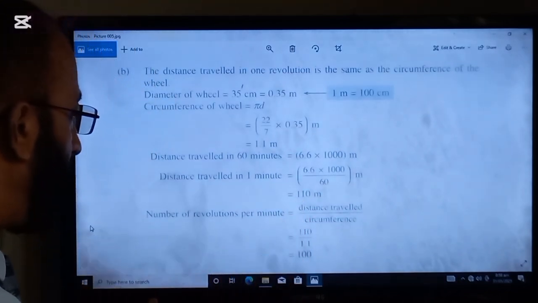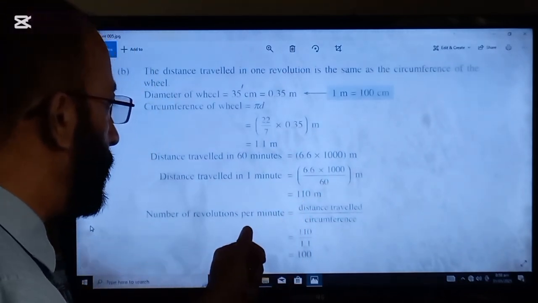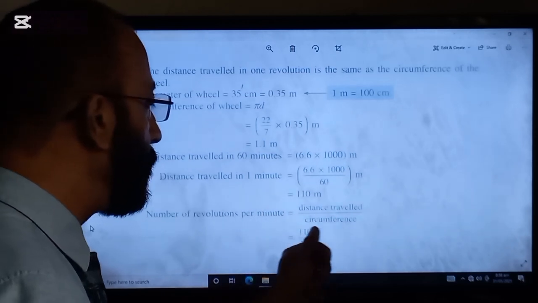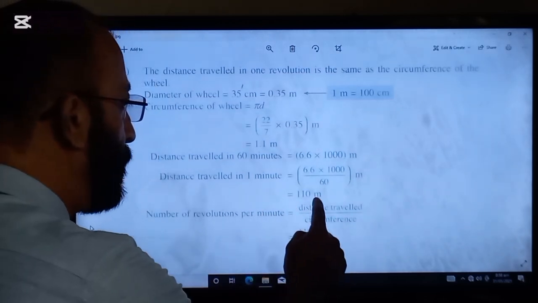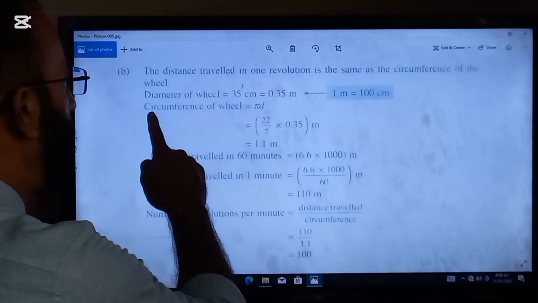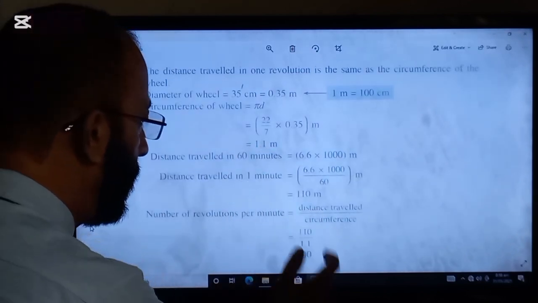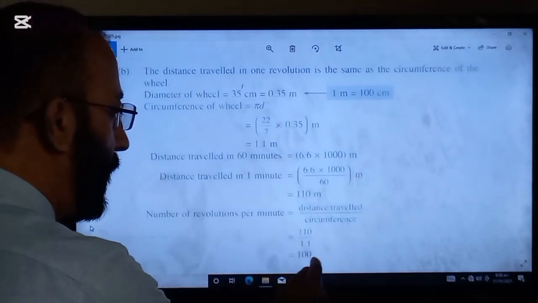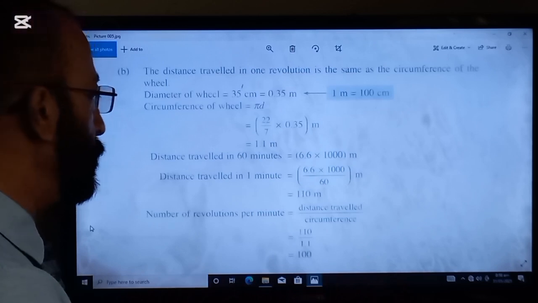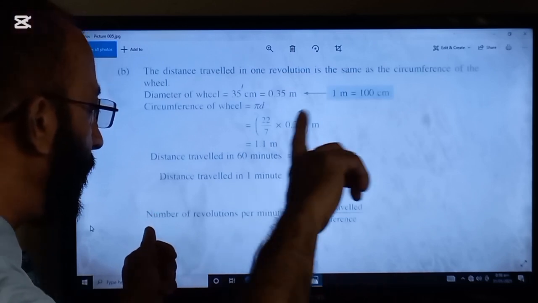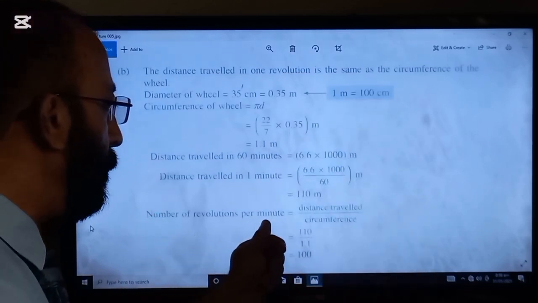So the requirement is now the number of revolutions. So distance traveled over circumference. So this value will be put in the numerator, and this circumference will be put in the denominator. Solve it, and this will be the number of revolutions that the wheel made in 1 minute.